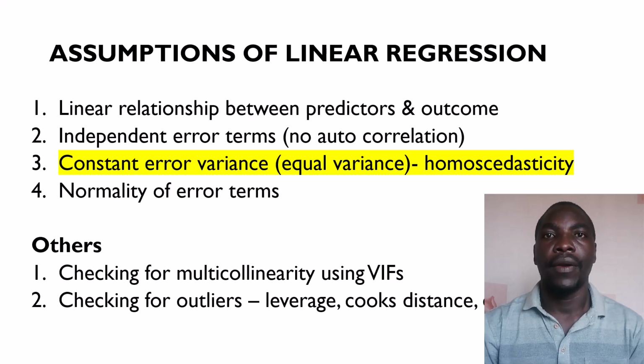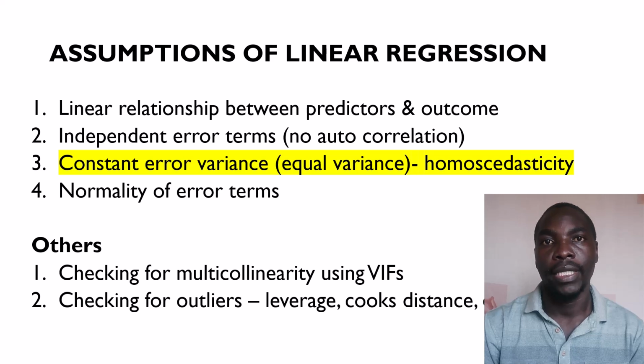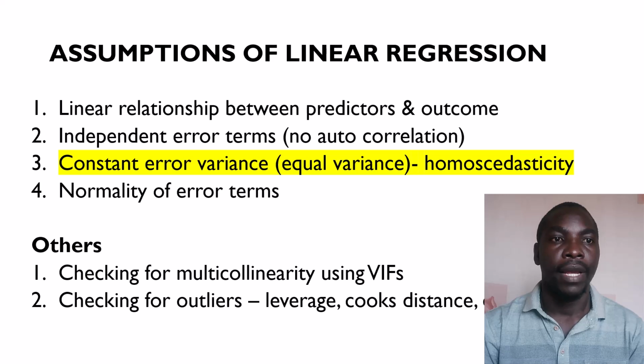In this video, we are going to test for the assumption of equivariance, also called homoskedasticity, in linear regression using STATA. We have previously checked for assumptions 1 and 2, and we shall be checking the rest of the assumptions, plus multicollinearity and outliers, in our subsequent episodes.